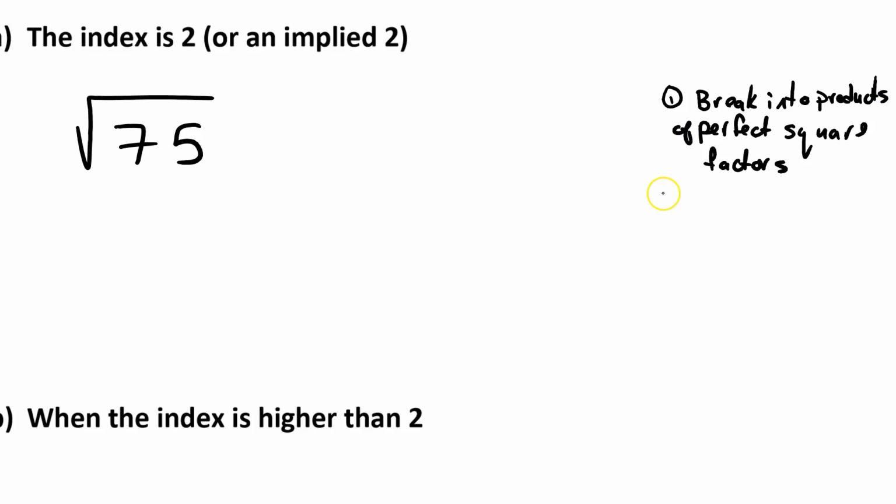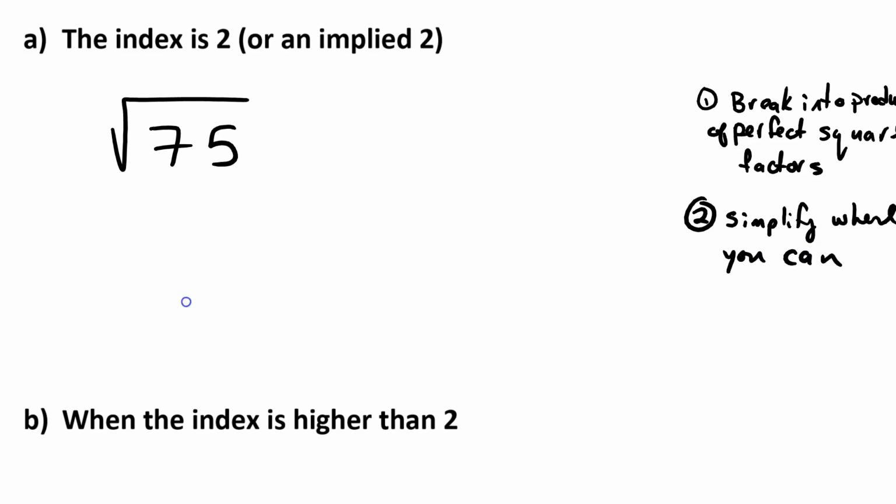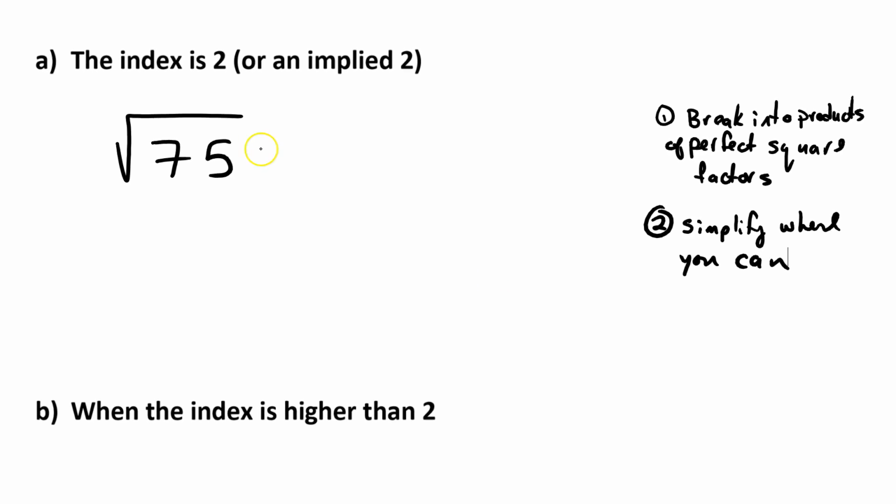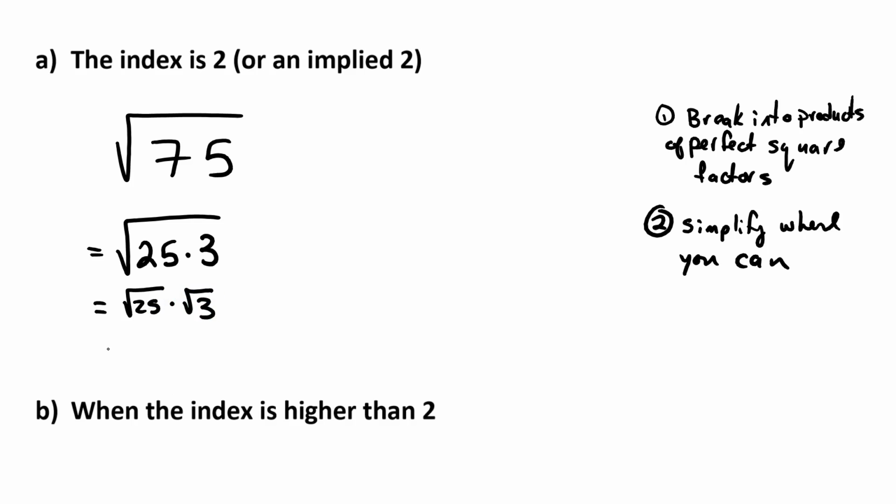Of perfect square factors. And then 2, don't skip a step, to simplify where you can. And that's it. Okay, so I'm looking at the largest perfect square factor here. I'm going to say 75 is simply 3, or I'm going to put the perfect square factor first because it's easier for me to see. So 25 times 3. I'm going to break it up. Root of 25 times the root of 3, which is 5 root 3.